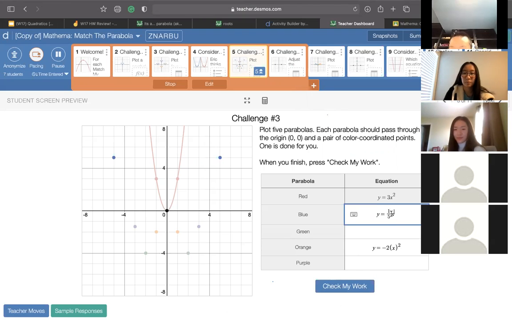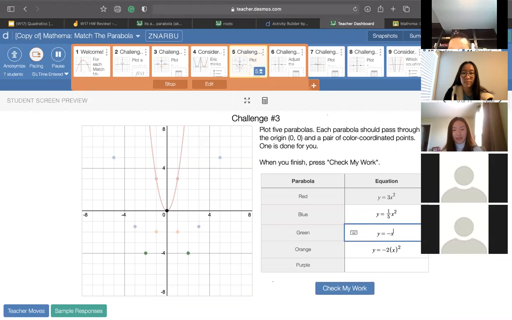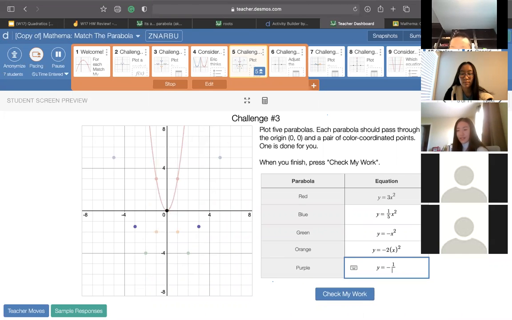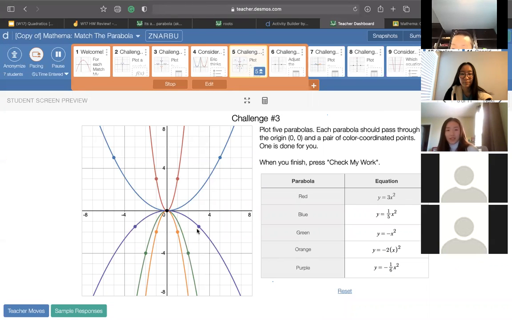Okay, so for green, I got y equals minus 1 x squared. Yep, which is the same thing as negative x squared. Okay, the larger one, minus 1. For purple, you wanna tell us? I got negative 1/6 x squared. Yeah, so I think the actual answer is like 1/6, but that's the same thing. Yeah, they're the same. That's what I got. 0.17. So good job, guys.